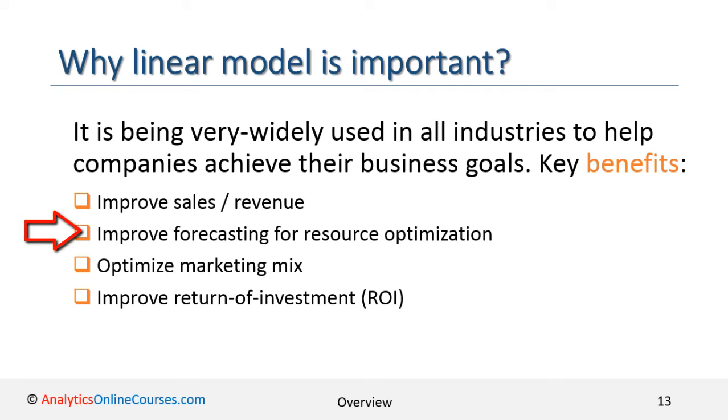Improve forecasting for resource optimization. For example, you can use the model to forecast call volumes for call centers, so that the business can proactively adjust their resource needs. Optimize media mix. Linear model can be used to determine the effectiveness of different marketing spends and tactics on sales, so that the business can make informed decisions on right level of spend for each different medium or tactics, and improve return on investment. In the next few slides, we'll provide some examples of how the linear regression model is being used to help companies improve business results.